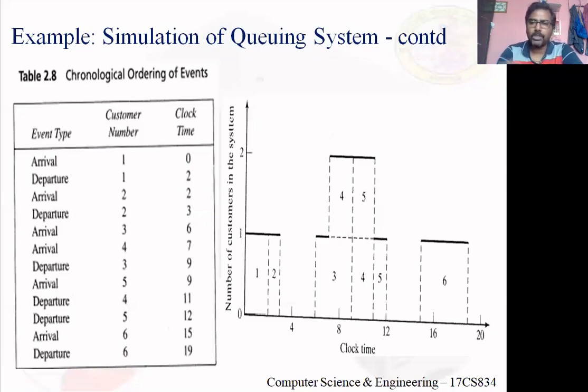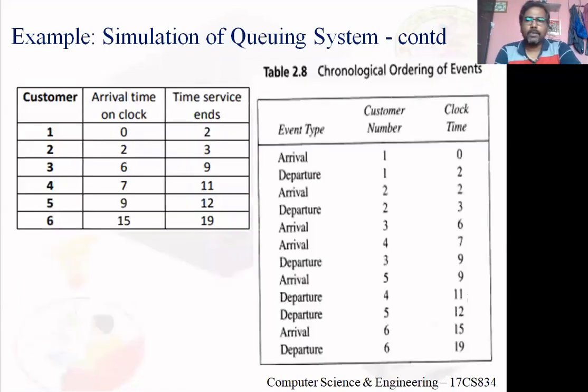So how to construct this graph? See here, there are 2 types of events that occur in a system: arrival event and departure event. First I need the number of arrivals that occurred. Totally 6 arrivals occurred, right? Totally 6 departures occur. Totally how many events occurred? 12 events, of which 6 are arrivals and 6 are departures. The first and foremost thing, I need to sort the events in chronological order, in the order of their occurrence.